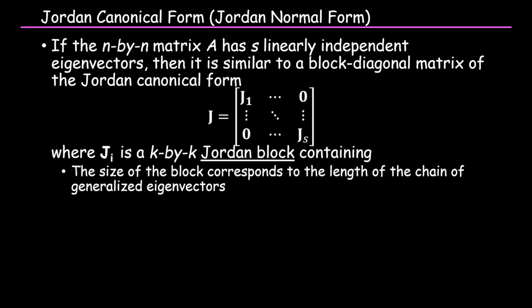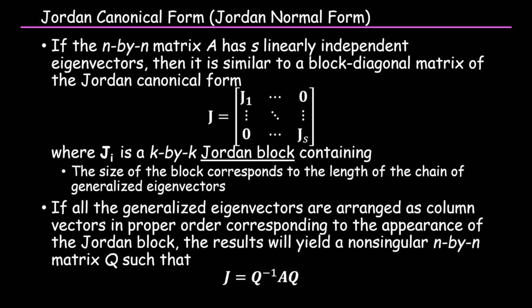And so the size of the block corresponds to the length of the chain of generalized vectors. So if we have a chain of 3, then your block is going to be a 3 by 3 Jordan block. If it's 1, then it's just going to be a 1 by 1, which is just the eigenvalue itself, and so on and so forth. If all the generalized eigenvectors are arranged as column vectors in a proper order, corresponding to the appearance of the Jordan blocks, this will result in a non-singular n by n matrix Q, such that J is equal to the inverse of Q times matrix A, which is the matrix that we are looking at, multiplied by Q.